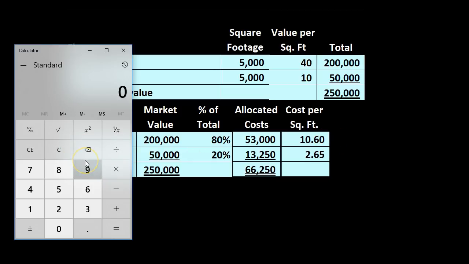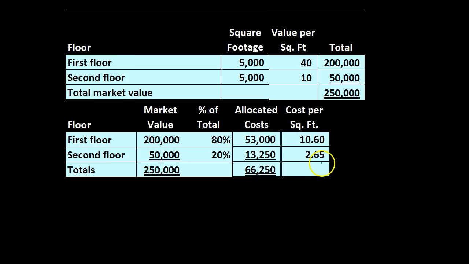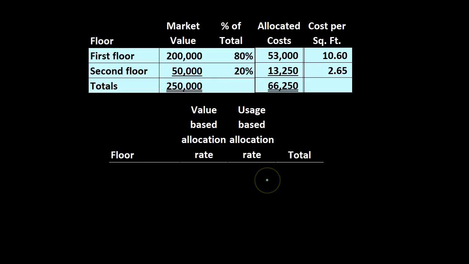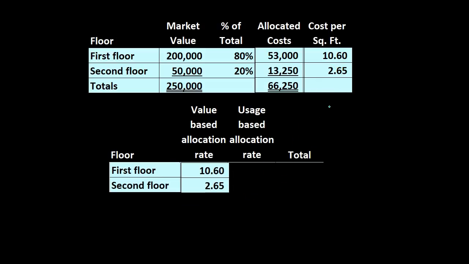And then we have the 13,250 divided by 5,000. So that's the 2.65. So that's going to be the cost per square foot of this 66,250. And then we're going to say, okay, that's the cost per square foot for the 66,250, which is the value-based allocation rate. Now we need the usage-based allocation rate, which is going to be 1.38.